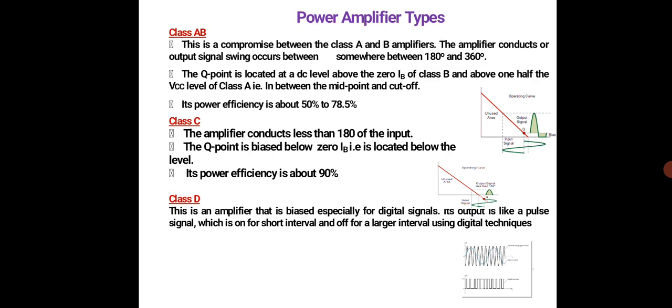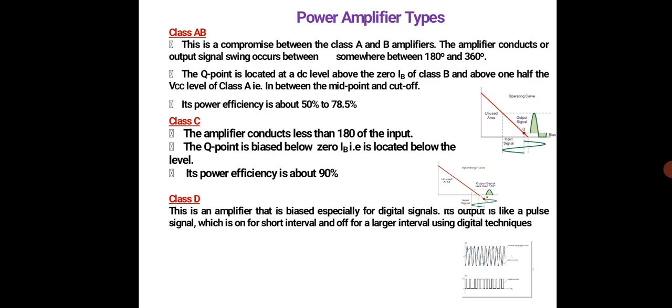Coming to the class C amplifier, it conducts less than 180 degrees of the input. It is biased below zero IB, that is located below the level. Power efficiency is high, about 90%. And lastly, class D is biased especially for digital signals. Its output is like a pulse signal, that is on for a short interval and off for a larger interval, which you can see from your waveform, using digital techniques.